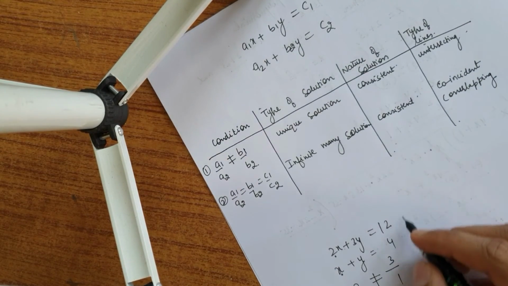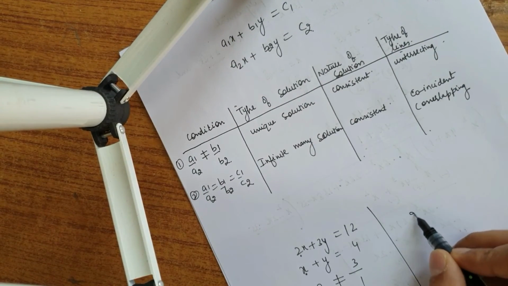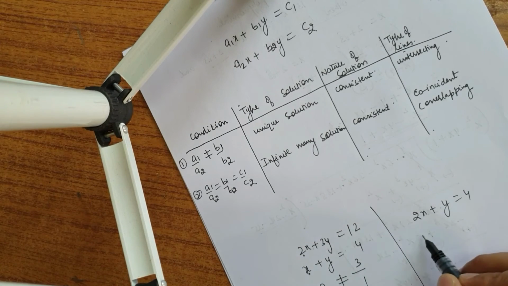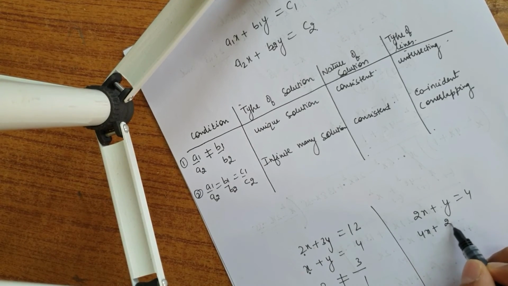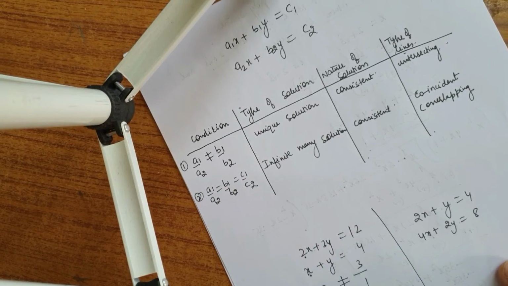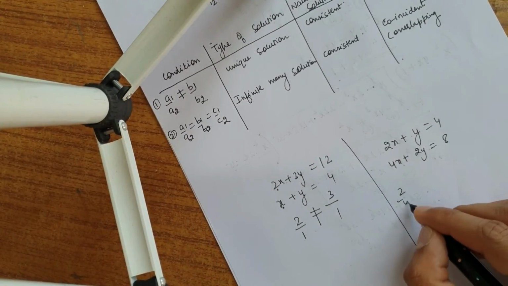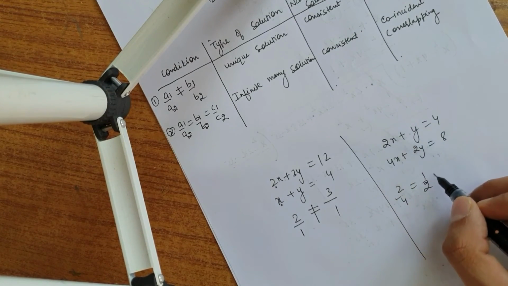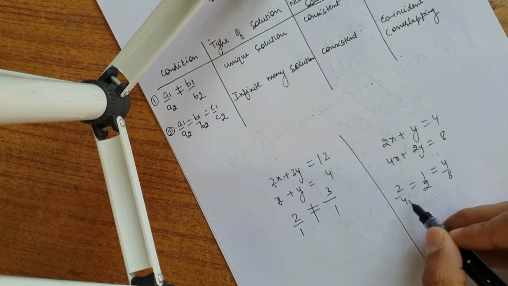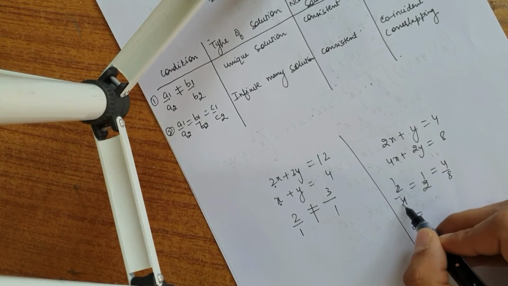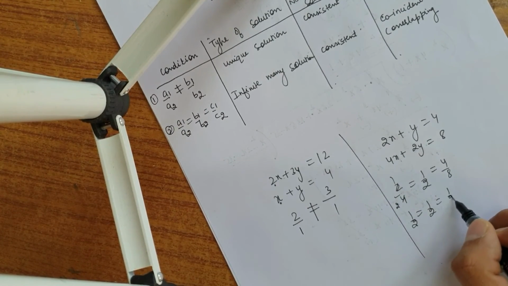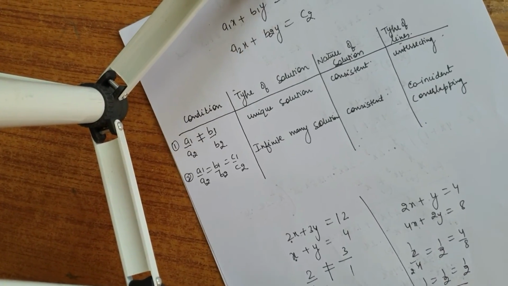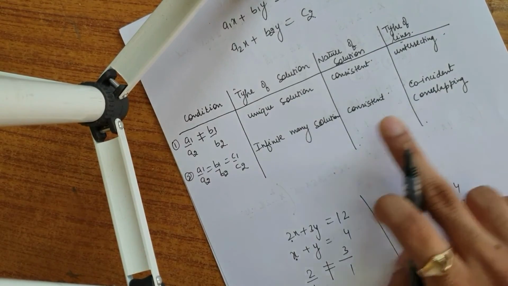Example: the first equation is 2x plus y equals 4. The next equation is 4x plus 2y equals 8. You can see that a1 upon a2, that is 2 by 4, equals b1 upon b2, where the y coefficients are 1 and 2, which is the same as 4 by 8, c1 by c2. So 1 by 2 equals 1 by 2 equals 1 by 2. Since all three are equal, they will be coincident lines.